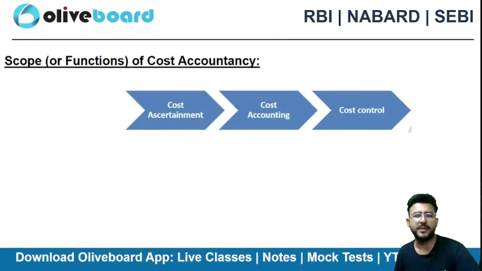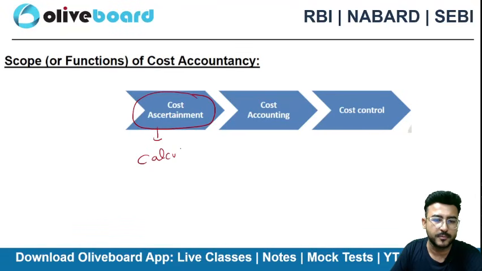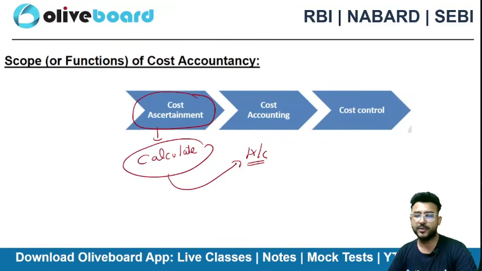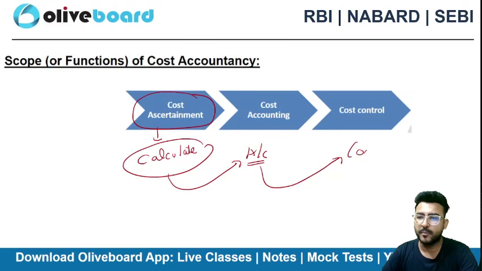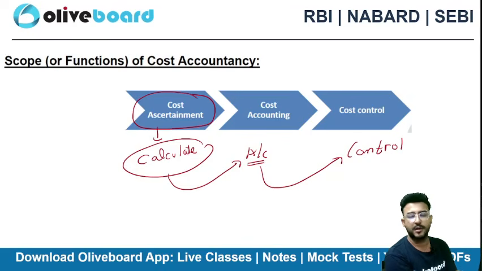Now, guys, there are so many terms in it. The very first thing we do is cost ascertainment. First, we calculate the cost. After the calculation, we do the accounting. And then we do the control part, because at the end of the day, nobody likes cost. Everybody loves to control it.